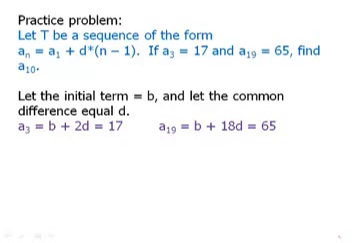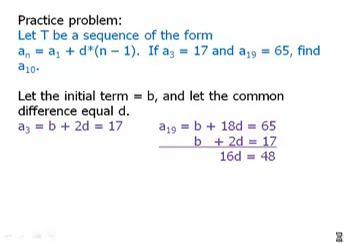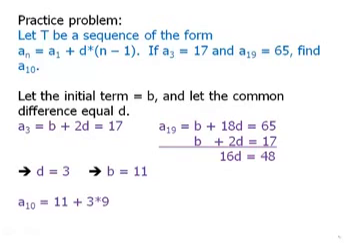What we have here are two equations with two unknowns. And in fact, it's very easy to solve. We're just going to subtract the first equation from the second equation. We get 16d equals 48. Divide by 16, we get d equals 3. And then plugging into a sub 3, we get that the initial term is 11. So now we have the initial term and the common difference. We can set up the general formula. The 10th term will be initial term 11 plus common difference 3 times 10 minus 1, which is 9. 3 times 9 is 27. We add that, we get 38. And 38 is the 10th number on the list.